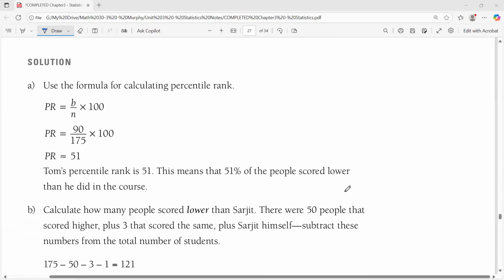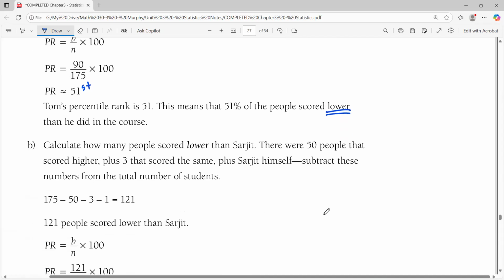Okay, so 90 people below and 175 in total, multiplied by 100. So Tom's percentile rank is 51, meaning he's in the 51st percentile. This means that 51% of people scored lower than he did in the course.